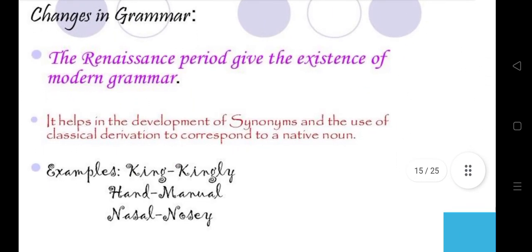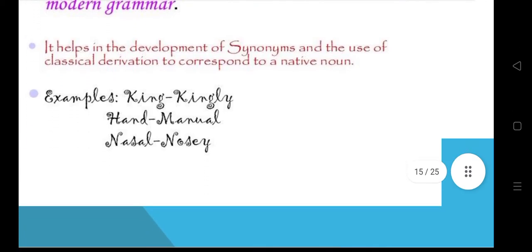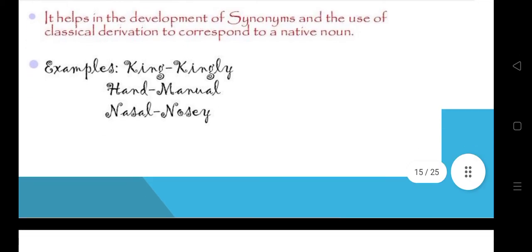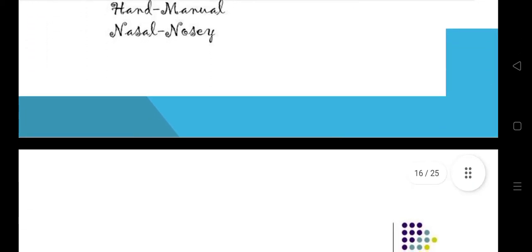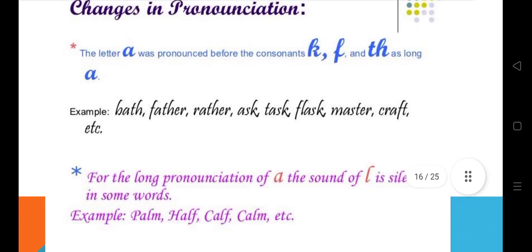Changes in grammar. The Renaissance gave birth to the existence of modern grammar. It helped in the development of synonyms, the use of classical derivation, and correspondence to native nouns. Examples include king, kingly. New words were introduced through different methods, like manual, nasal, nursery.